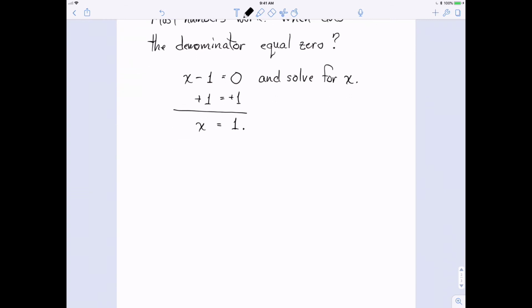So let's just see what happens then. If I put x equals 1 back into my rational expression, I have 1 divided by 1 minus 1, but this is 1 over 0, and we just said that is undefined.